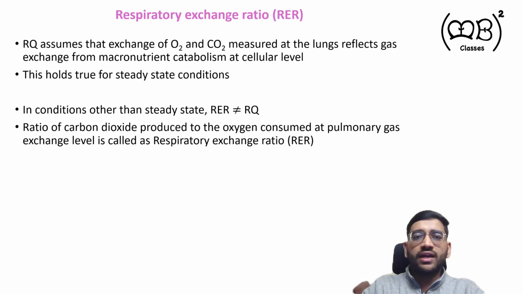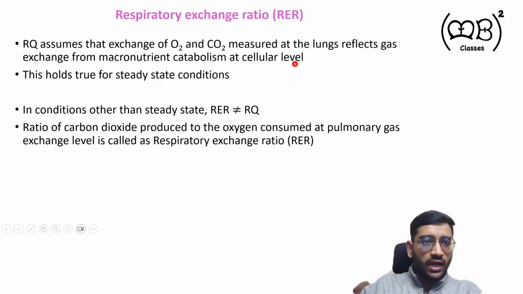So now we'll compare RQ with RER. What is the difference? RQ is carbon dioxide produced by oxygen consumed, and RER, the respiratory exchange ratio, is also the carbon dioxide produced to the oxygen consumed. The difference is at which level we are talking about. In RQ we are assuming the exchange of carbon dioxide and oxygen, which is measured at the lungs, reflects the gas exchange from macronutrient catabolism at the cellular level. So RQ wants the exchange of gases at the cellular level, but RER gives us the exchange at the pulmonary gas exchange level, which in stable conditions is equal.